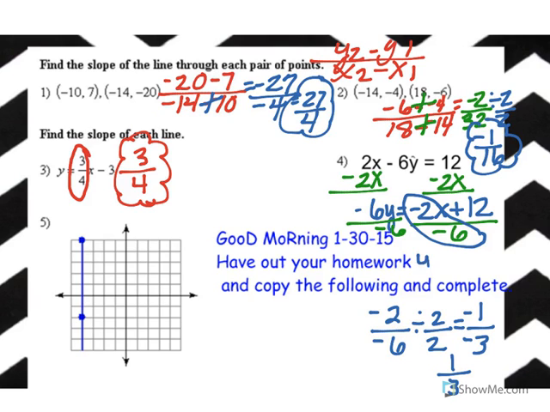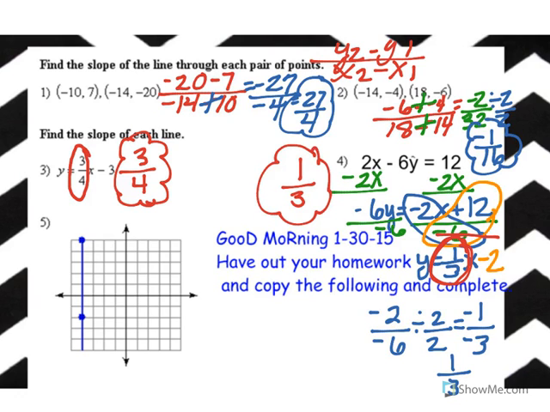So you'd be left with y equals 1/3 x, and then when you divide 12 divided by negative 6, you get negative 2. So your slope for number 4 would just be 1/3.